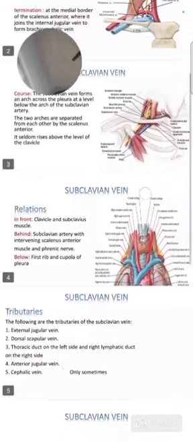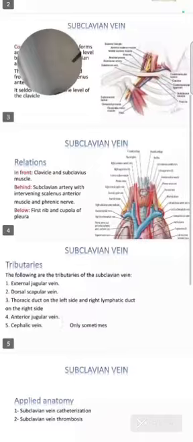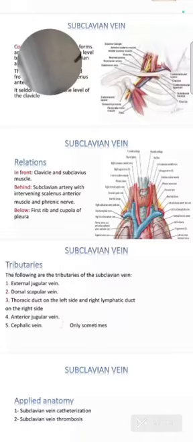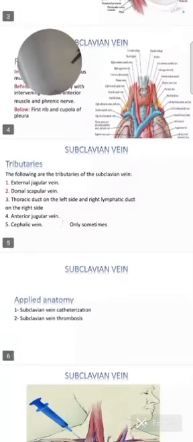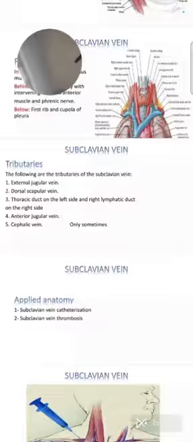So the subclavian vein relations: anteriorly clavicle and subclavius muscle, but posteriorly subclavian artery with intervening scalenus anterior muscle and phrenic nerve, and below first rib and cupola of pleura. The subclavian vein branches are external jugular vein, dorsal scapular vein, thoracic duct on the left side and right lymphatic duct on the right side.